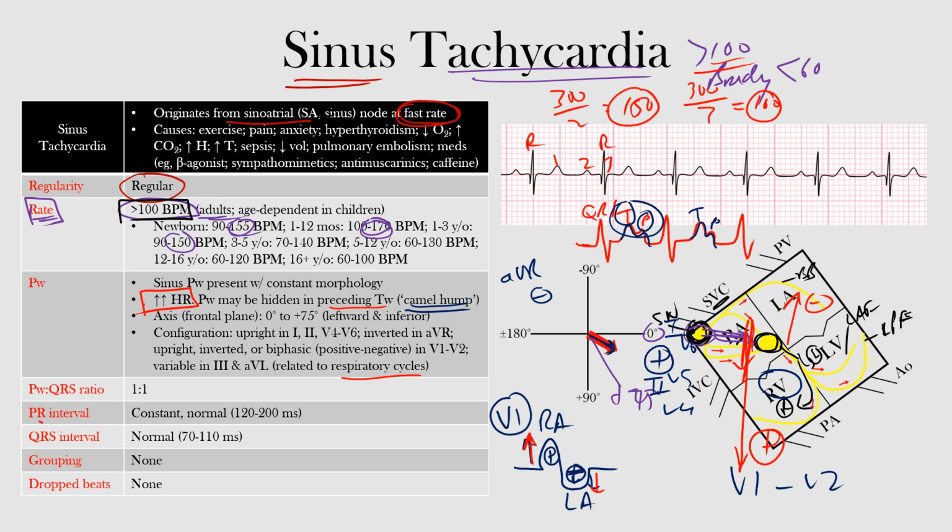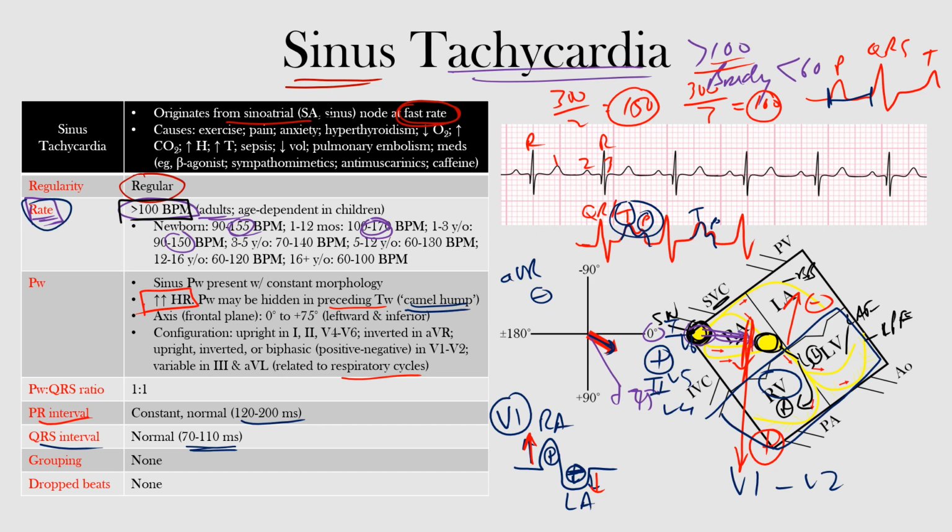Now let's get back to our PR interval. Remember the PR interval, if we draw our complex here, this being our P wave, QRS complex, and our T wave, the PR interval is from the beginning of our P wave up until the start of our QRS complex. That should be normal, between 120 and 200 milliseconds, 3 to 5 small boxes. The QRS interval should be normal. Everything below here in the ventricles is occurring normally, so that should be between 2 and 3 small boxes, or 70 and 110 milliseconds. There's no grouping and no beats are dropped. So everything is pretty much the same as normal sinus rhythm. The only thing that's differentiating it is this rate here.